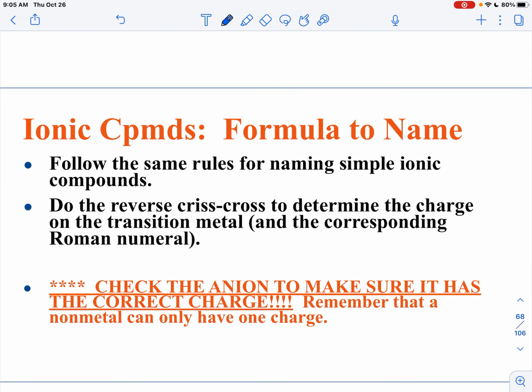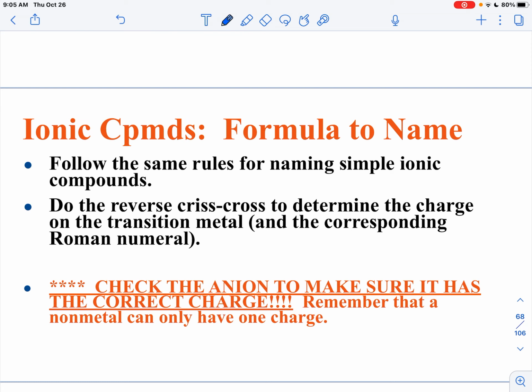Okay, ionic compounds, formula to name. You do the same thing: you write the first element, which is the metal, and you write the second element with -ide, but now you need to figure out the Roman numeral. Very often it's just the subscript on the nonmetal, because of the crisscross. But remember we have that silly simplifying thing, so we need to check.